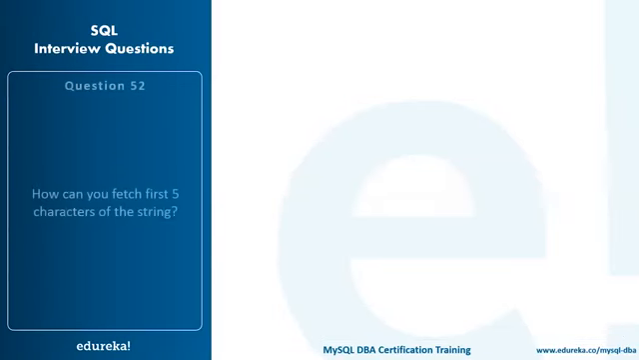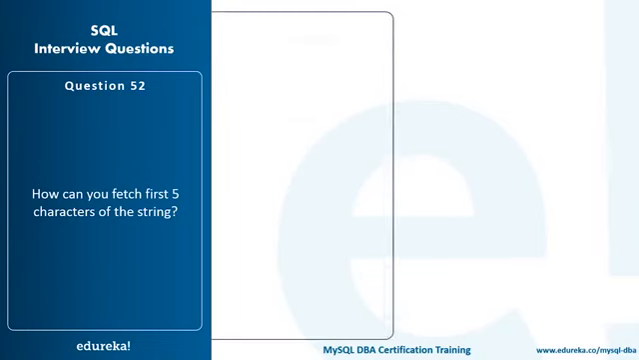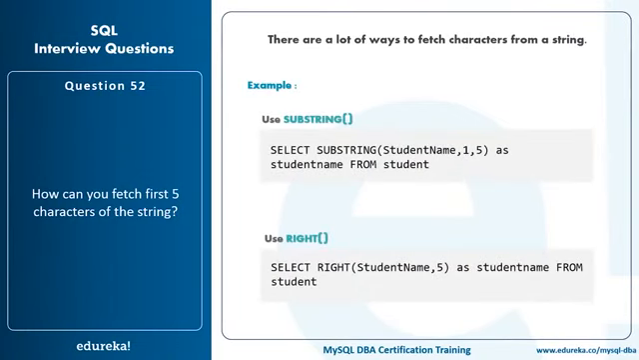Let's move forward with the next question, that is, how can you fetch the first 5 characters of a string? There are obviously a lot of ways to fetch characters from a string. For your understanding, I've mentioned two examples here. Either you can use the substring command or the right command. When you use the substring statement, you can use a statement like select substring(student name, 1, 5) as student name from student.